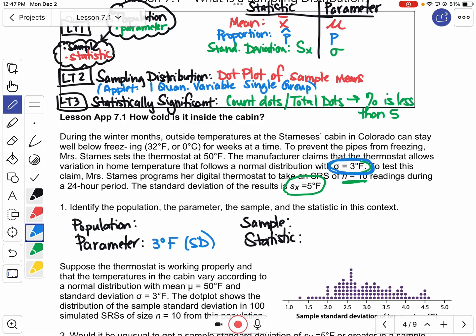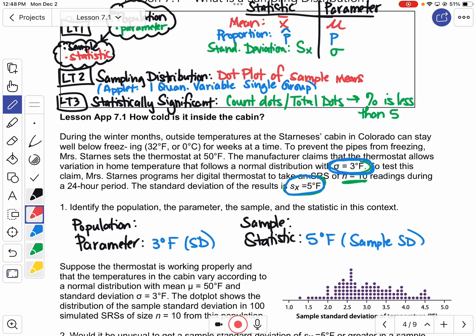My statistic is the one that's the S with the X, all right? It's a little different symbol that goes with my sample. So that one's going to be 5 degrees Fahrenheit, and that is the sample standard deviation. So I can pick that out straight from the reading. Okay, if they give me symbols, check your symbol to see which one goes with statistic or sample and which one goes with parameter. Okay, now the population might be a little bit more difficult to do.